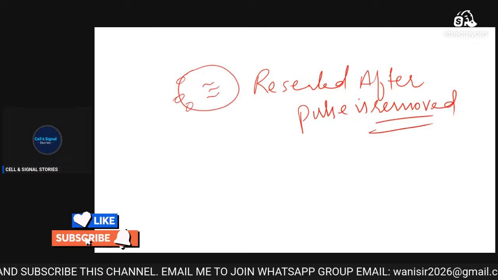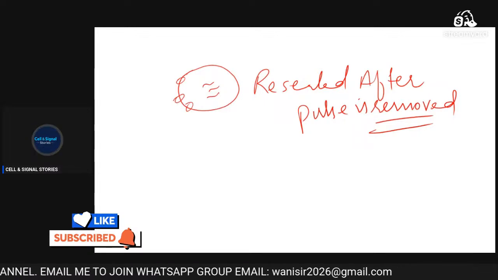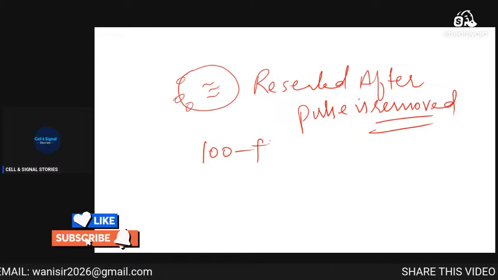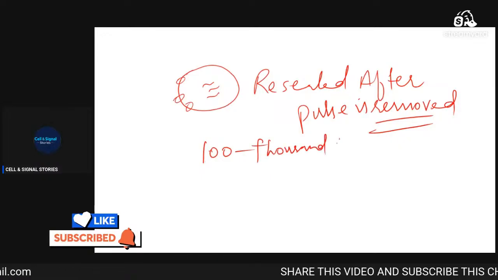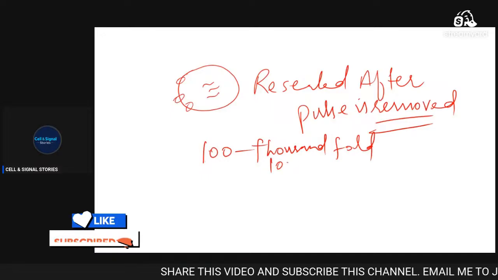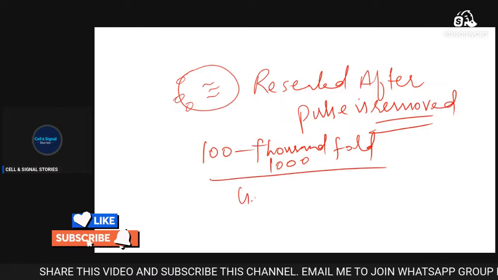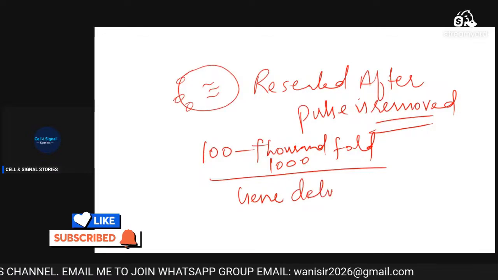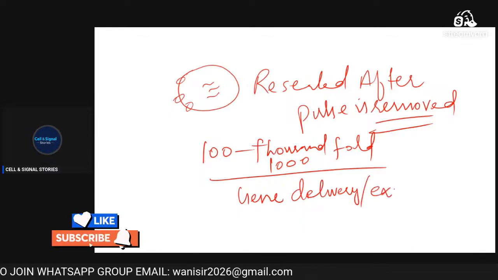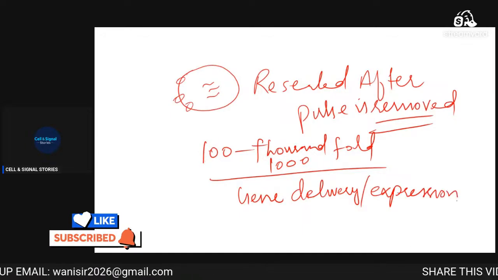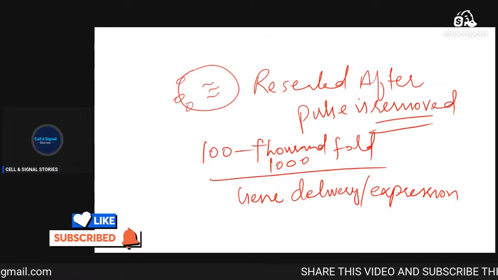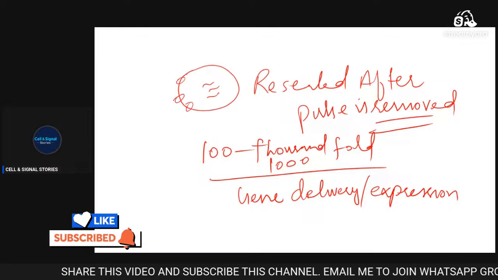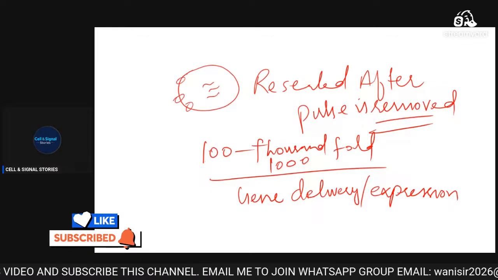Electroporation can increase gene delivery and expression by 100 to 1000 folds. This is a very important point. It can increase gene delivery and expression compared to simple DNA addition, because more DNA molecules are taken into the cell and a large fraction of the cells becomes transfected. Now, what are the steps?